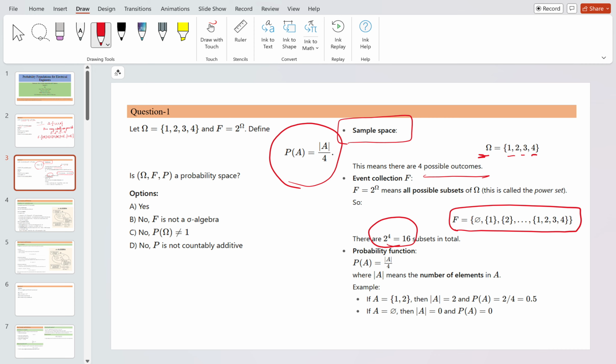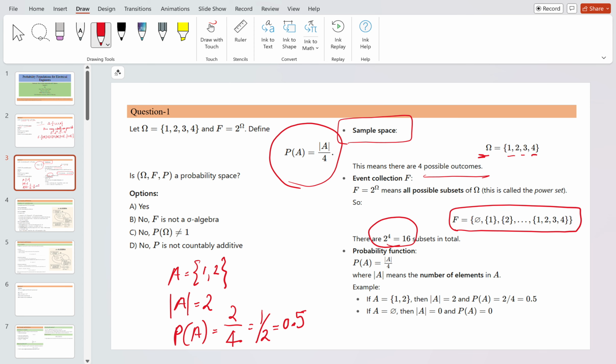Okay, so for example, I am taking a set which is {1, 2}. There are two elements in it. Mod of A means how many elements are there in that set. So here {1, 2} is a subset, so mod of A is 2. So the probability of A will be mod of A, that is 2, divided by 4 because 4 is given already. So it will be 1 by 2, which is equal to 0.5.